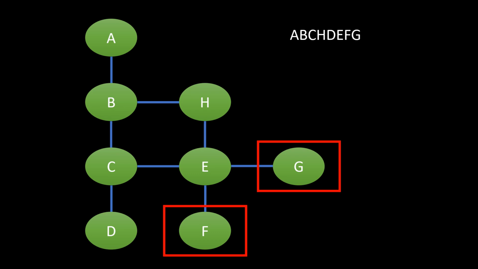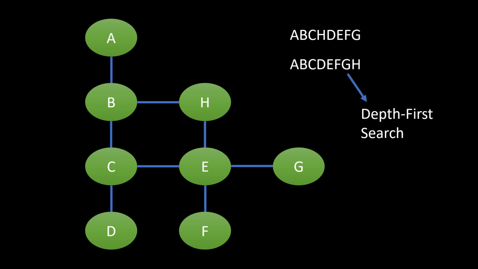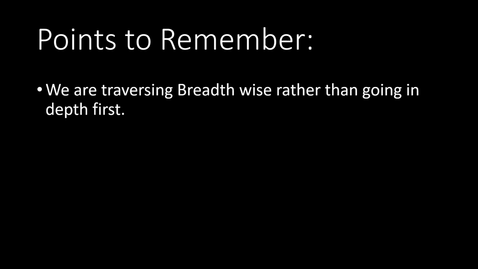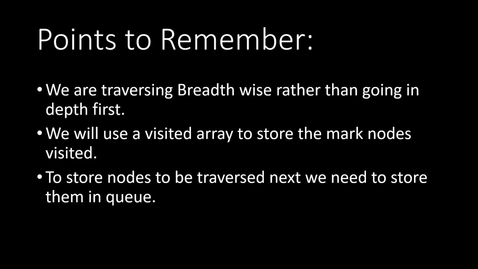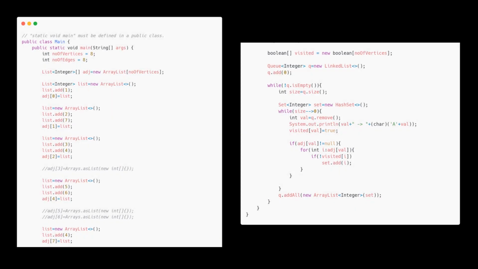When we compare this traversal with the depth first search, we get this as a result. We can easily make out that in depth first search, we first went till D and then backtracked and traversed the rest of the nodes. The points we need to remember from these traversals are, first, we are traversing breadth-wise rather than depth-first. Second, we will use a visited array to store the marked nodes. Third, to store nodes to be traversed next, we need to store them in a queue. Keeping those points in mind, we write this code.